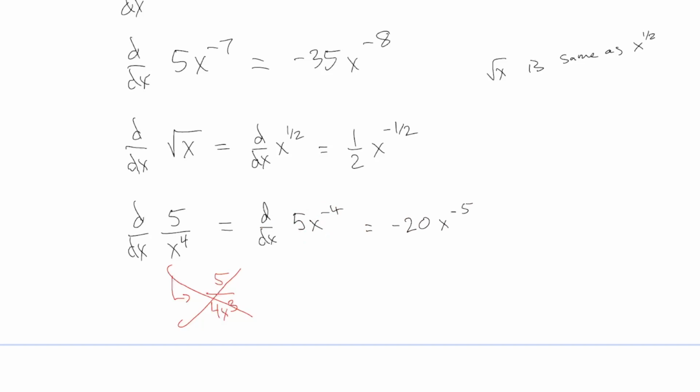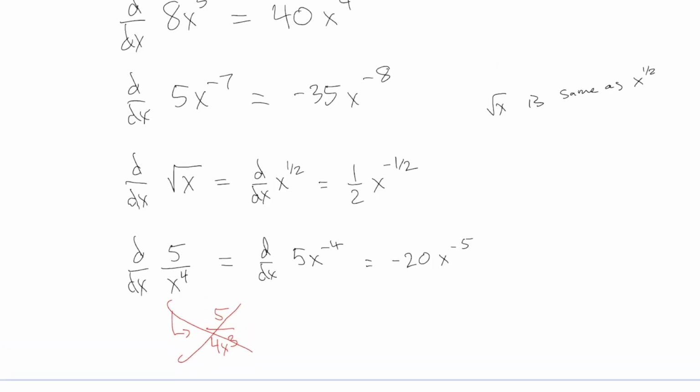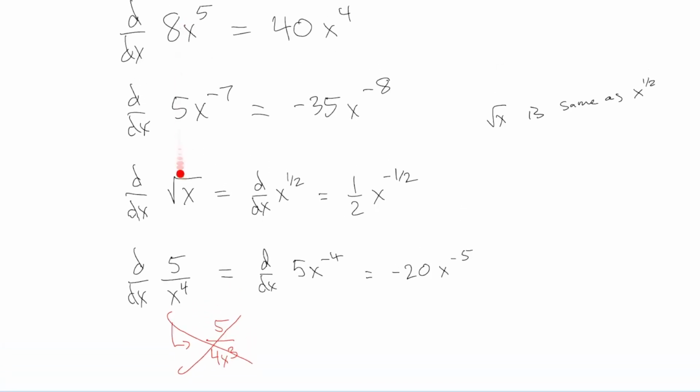Multiply 5 times minus 4 and then decrease the exponent. All right? In our remaining 10 minutes, I got one more simple rule. So these still, I am only talking about monomials. That is one thing, not a bunch of things added up, which is what a polynomial is. So the last thing I need to discuss is what do you do if you have a derivative of two things added together?